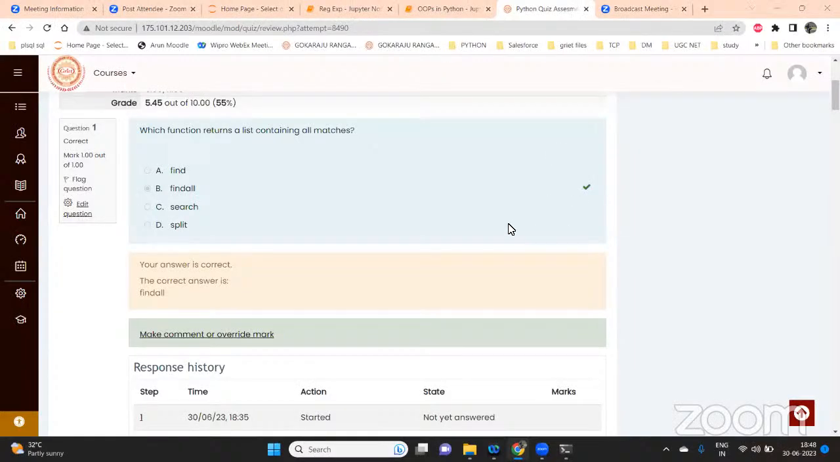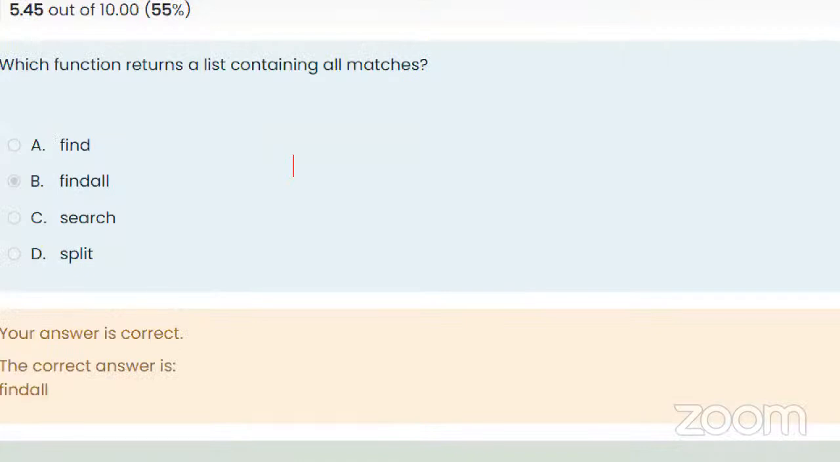Right? So what are they? We have find all, search, sub, and split. So here, what is the question? Which function returns a list containing all matches, right? All matches. Suppose there are multiple.